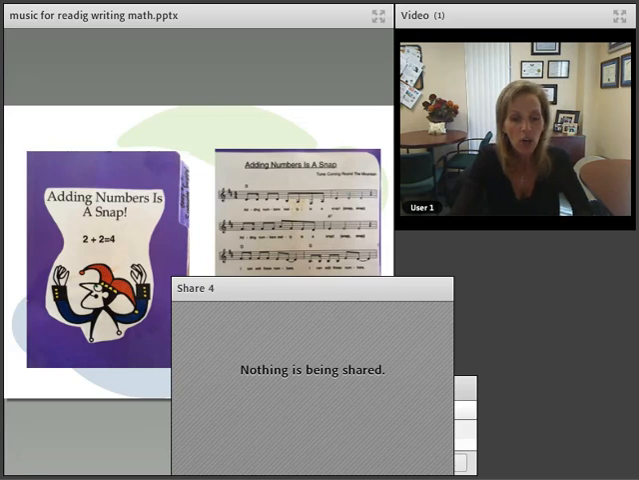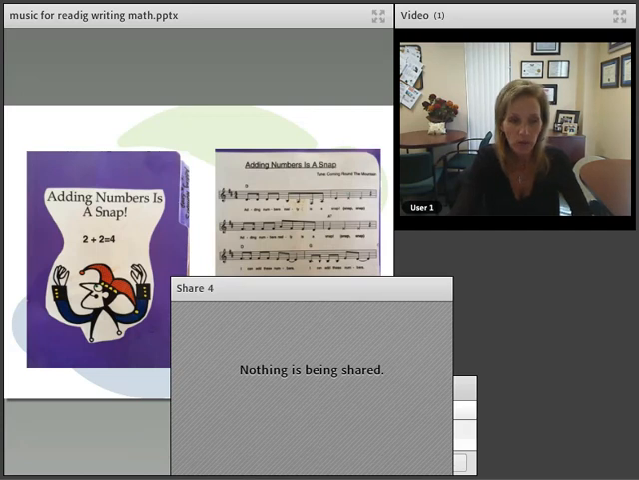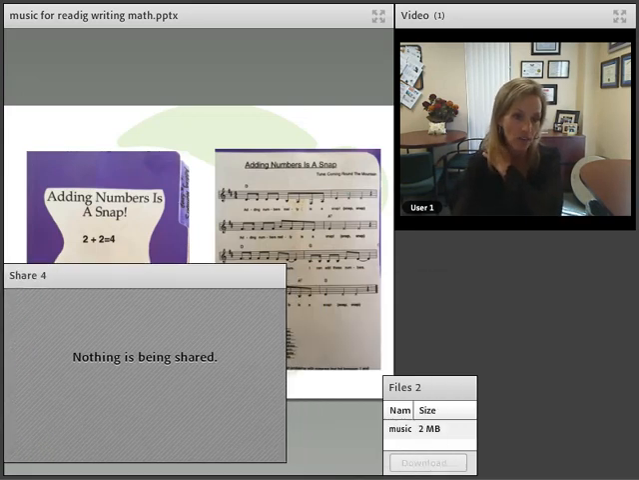So there's a company called Prelude Music Therapy, and they provide a variety of songs and file folder activities to teach different concepts. One of them, this is an example, is called Adding Numbers is a Snap. And you can see at the top there that the song is to the tune of Coming Round the Mountain.